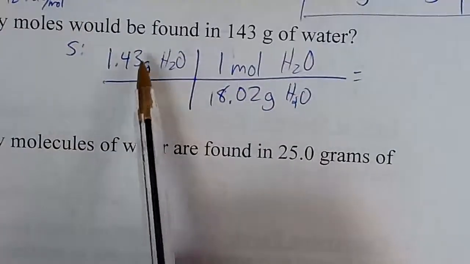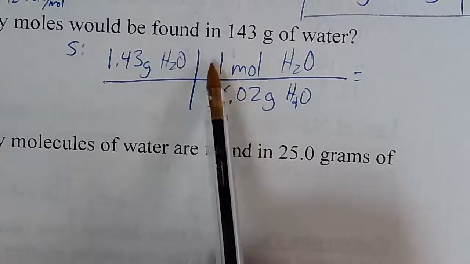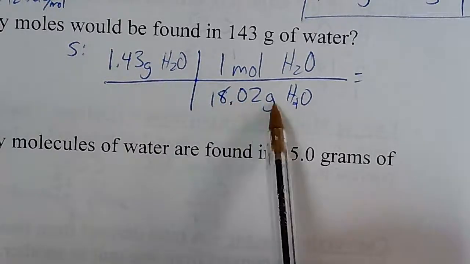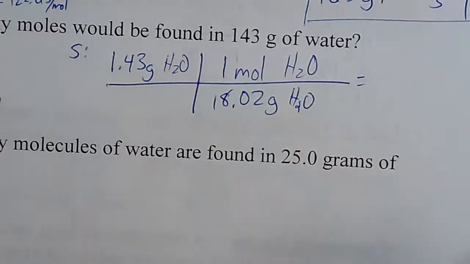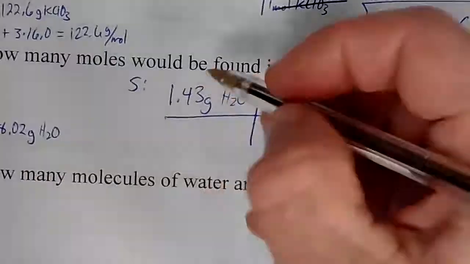All right, math on this. We're going to do 143 times 1. Doesn't change the value, so it's 143, and then we're going to divide by 18.02. What? Point? Oh, why did I put a decimal in there? Good call.